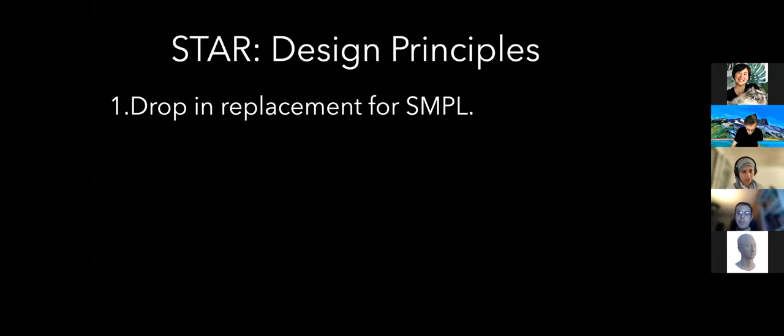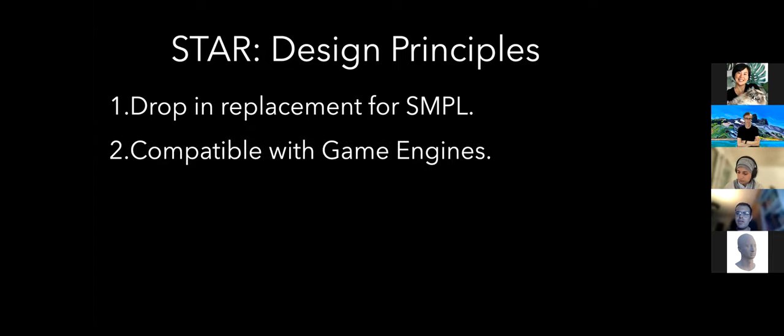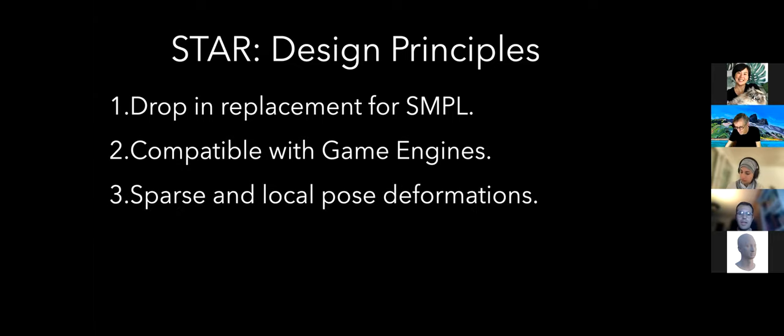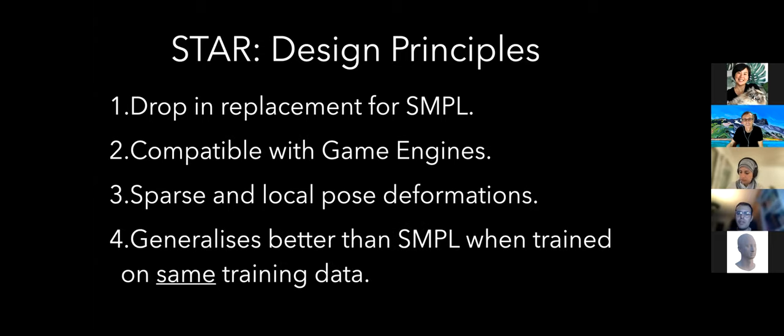When we were building STAR, we had clearly defined design principles that we had to meet. It has to be a drop-in replacement for SMPL, so any application we've seen today that uses SMPL should be able to swap in STAR without any more software work. It has to be done seamlessly: the same pose and shape parameterization that everyone uses, the same input and output behavior. It has to be compatible with game engines, so creative people like what we've seen from Joachim today, and Noreen and Microsoft, should be able to use the model. We would like to have sparse and local pose deformations, so a single joint should not have such a long-range effect on the mesh. And equally important to those three points, we would like the model to generalize better, or at least to be as good as SMPL when trained on the same training data.